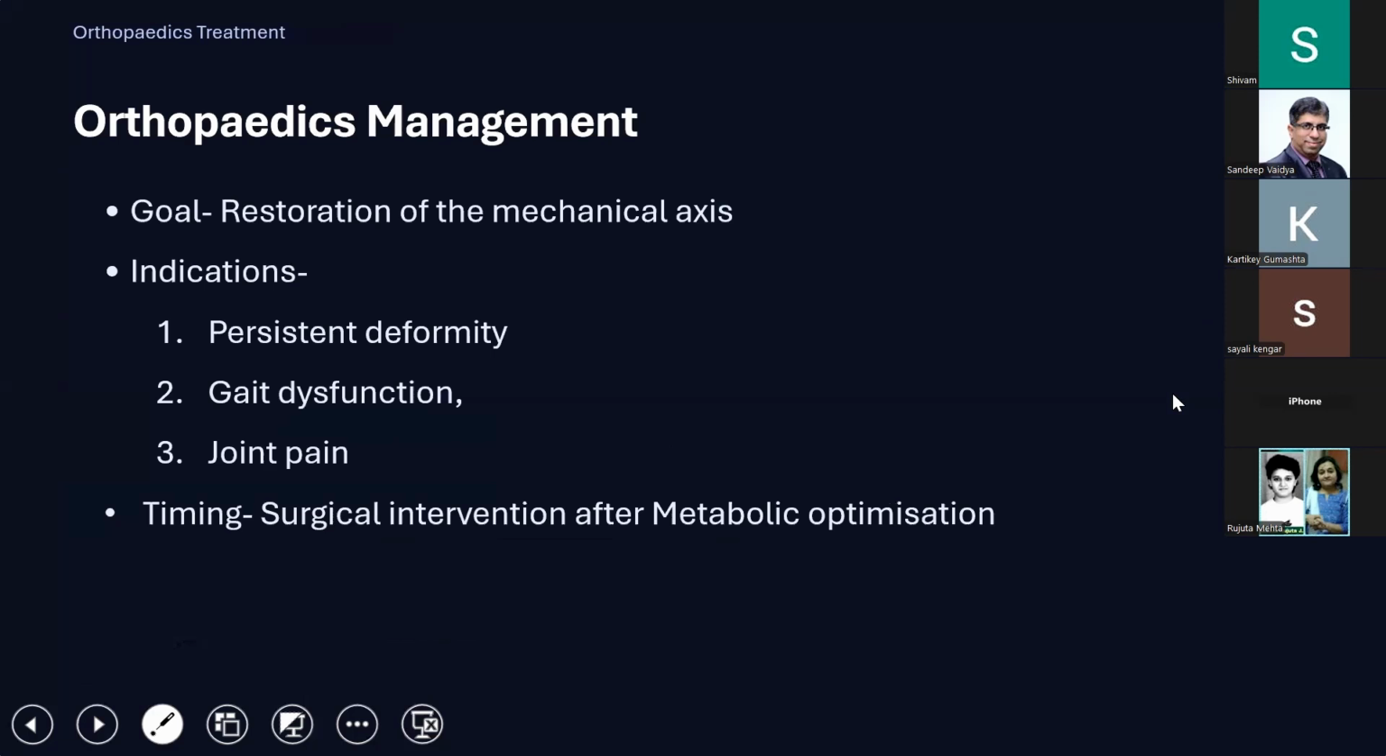Coming to the most relevant part for us, the orthopedic management, the goal is to restore the mechanical axis and to correct the deformity. Indication of an intervention is when there is a persistent deformity, gait dysfunction and joint pain. And any intervention has to be timed only after metabolic optimization has taken place, or at least initiation of the metabolic profile and treatment has taken place.